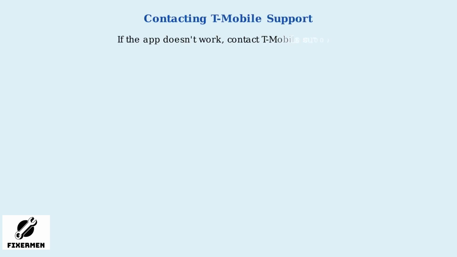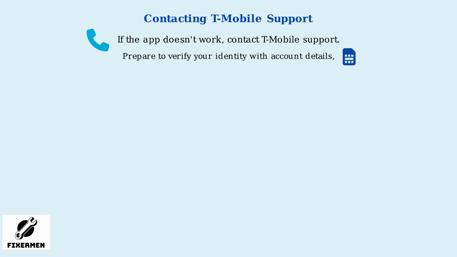If the T-Mobile app doesn't resolve your SIM lock issue, you can contact customer support directly. When contacting support, be prepared to verify your identity. You'll need your account details, such as your phone number and account PIN. You'll also need your device's IMEI number, a unique identifier for your phone.